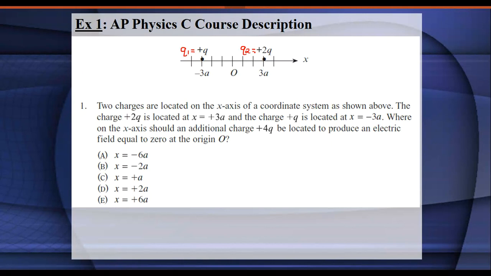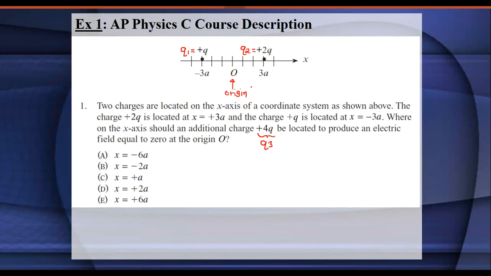Now it says the charge, positive 2Q, is located at a distance of positive 3A relative to the origin. So this O right here would just be the origin on the x-axis. And the charge, positive Q, is located at a distance of negative 3A. Now, what we're going to do is add in a third charge, Q3. And it says, where should I put a third charge that will result in the net electric field at the origin being equal to 0?